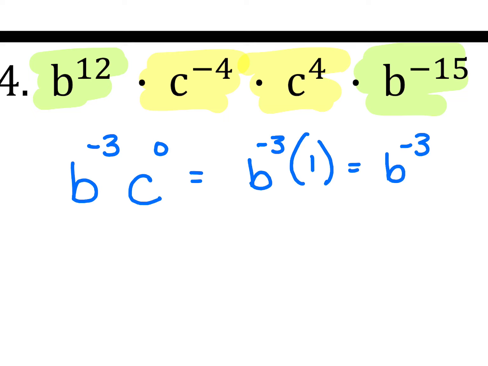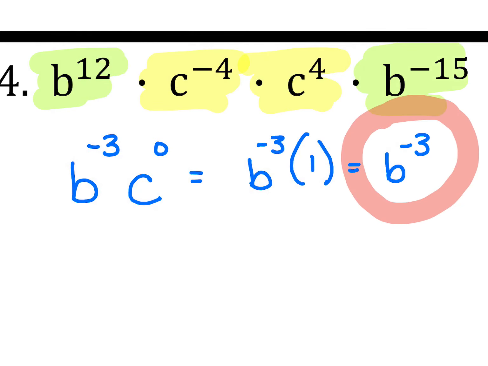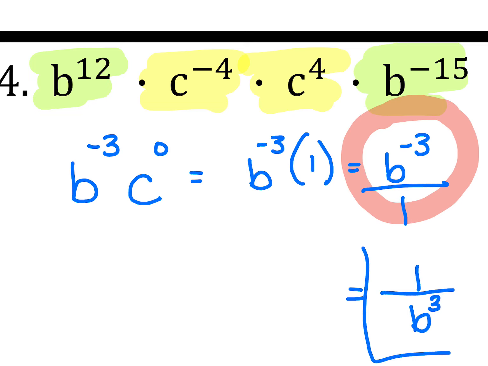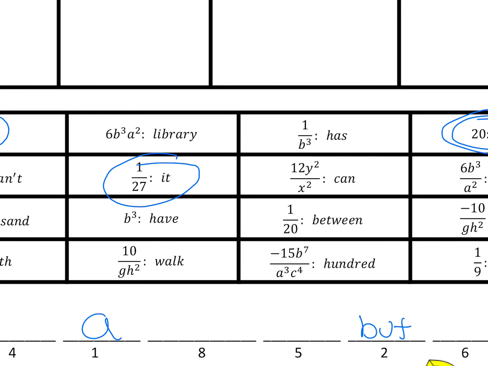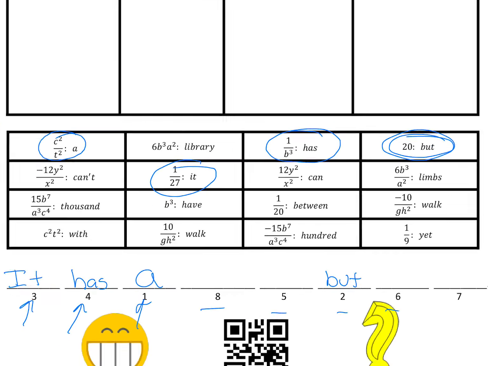But there should be some major alarms going off here right now, because we've got this negative exponent right here, which is a major no-go. Right now it's in the top. In order to turn it positive, it's got to come to the bottom. And we have a 1 left on top. So number 4 is 1 over b to the 3rd. 1 over b to the 3rd is has. So we'll put a has here. So far we have it has a blank, blank, but blank. So we'll see where we end up.